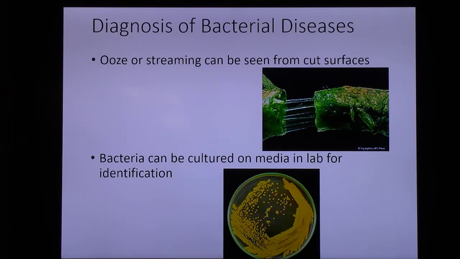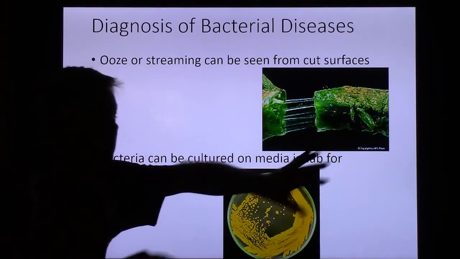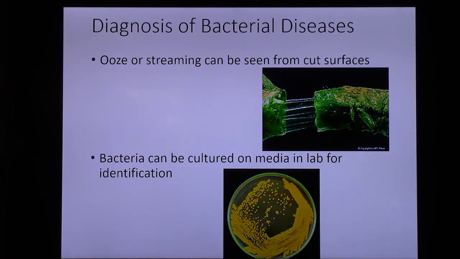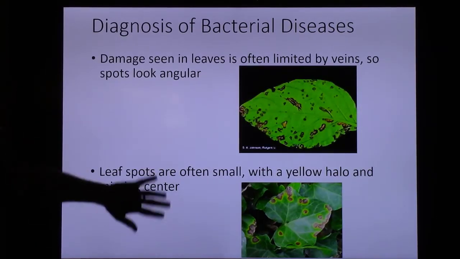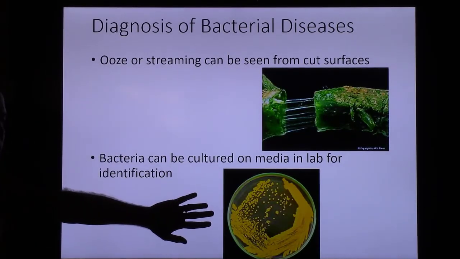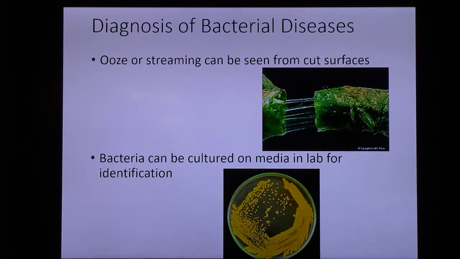Other signs or symptoms that you're dealing with bacteria: if you cut the stem and you see this ooze, this stringy ooze oozing from the stem, it's a pretty good indication you're dealing with a bacterial issue. Or if you send it to the lab, they'll put it on a plate, culture it out, and you'll see the bacterial growth. And depending upon what test they do, they can then determine what type of bacteria it is. For most of us, though, we're going to look at it visually. If you have bacteria, kiss it goodbye, or what?